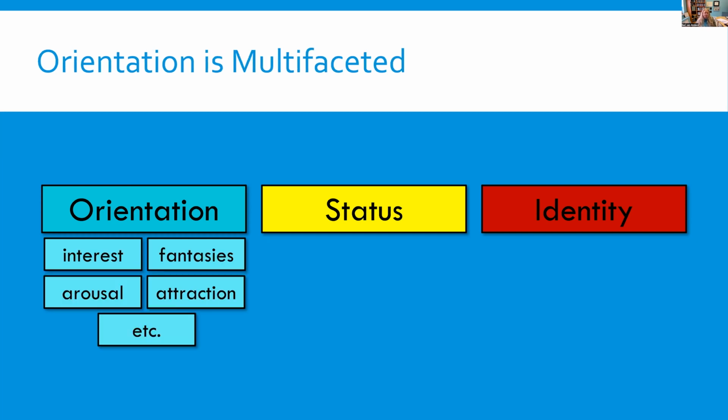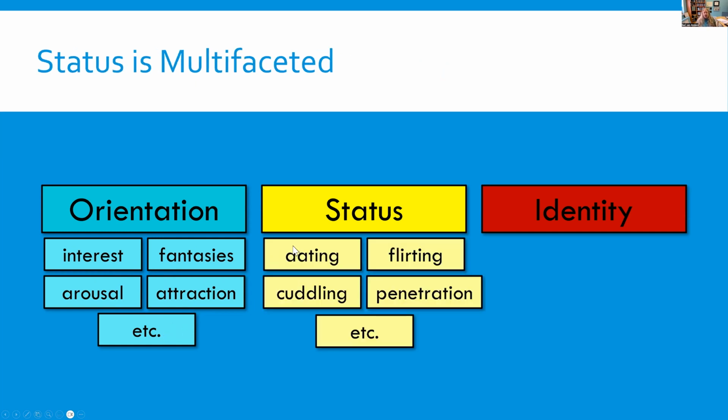Now, orientation is multifaceted. So it's not just that sexuality is multifaceted into orientation, status, and identity. It's also that each of those is multifaceted and has multiple aspects. So we might think of orientation as interest, fantasies, arousal, attraction, etc. And those might be branched or they might be coincident. Status is multifaceted as well. So we might think of it as dating, flirting, cuddling, penetrative sex, etc.